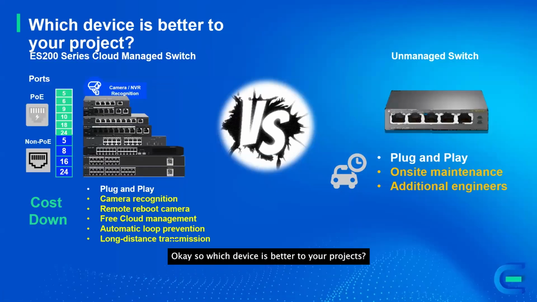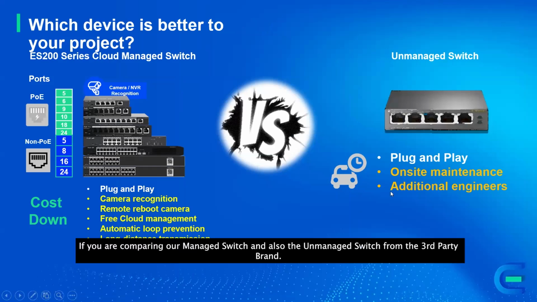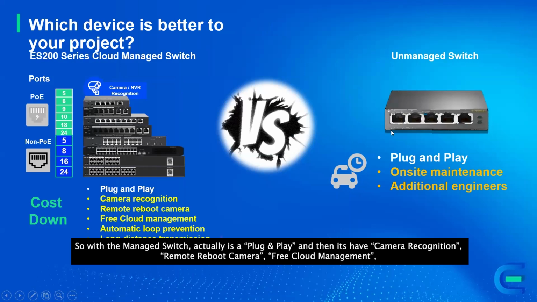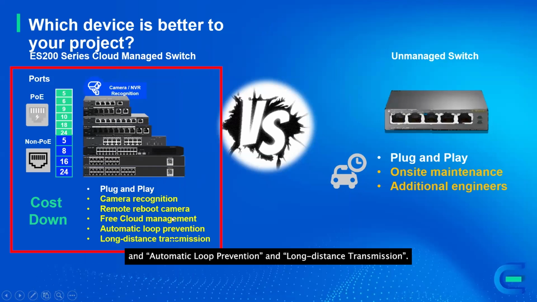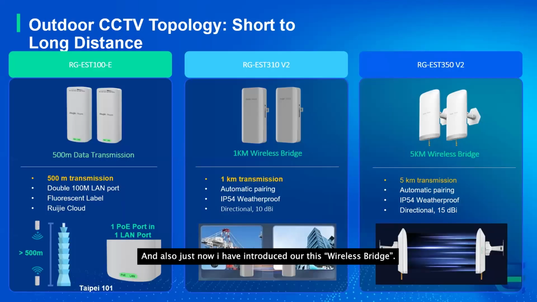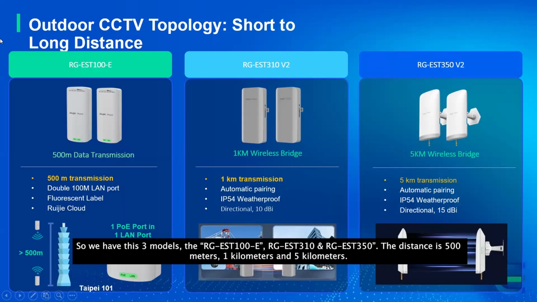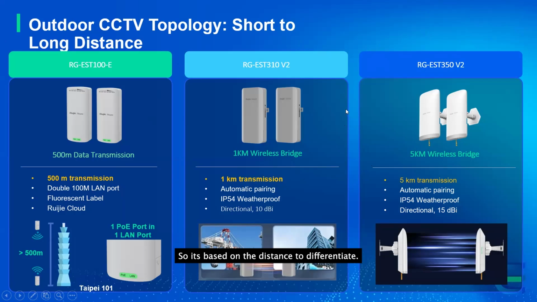Okay, so which device is better for your projects if you are comparing our managed and unmanaged switches with third-party brands? Our managed switch is plug and play, and has camera rack connections, remote reboot, free clock management, automatic loop prevention and long distance transmission. And just now I introduced to you guys this wireless bridge. We have three models, the EST 100, 310 and 350, for 500 meters, 1 kilometer and 5 kilometers. So they are differentiated based on distance.